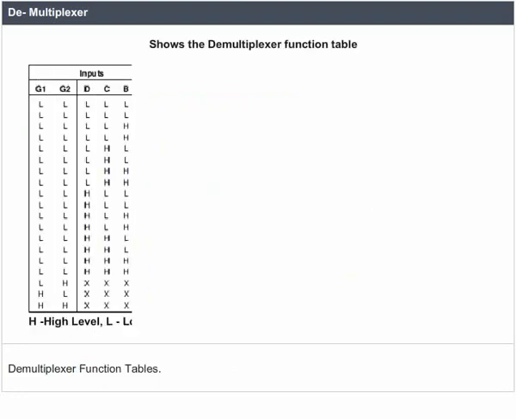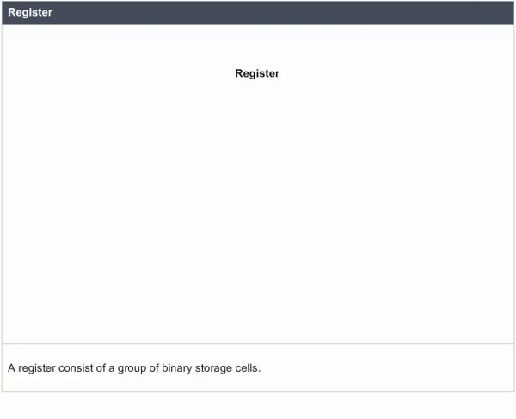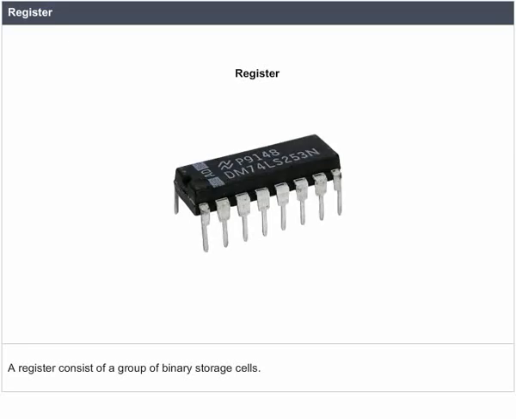Demultiplexer function tables. Registers. A register consists of a group of binary storage cells. A register consists of one or more flip-flops depending on the number of bits to be stored in a word. A register is a binary function which holds the binary information in digital form.